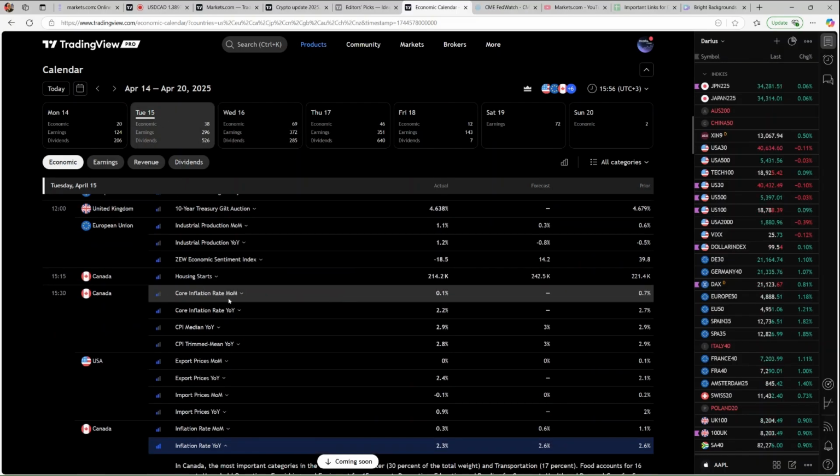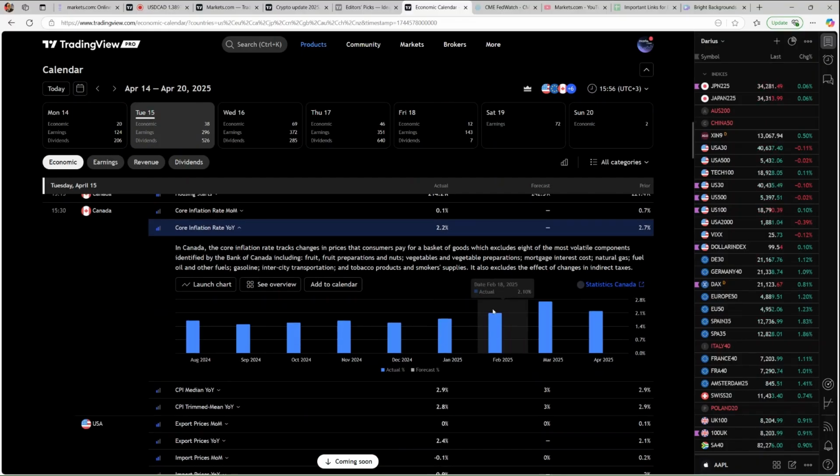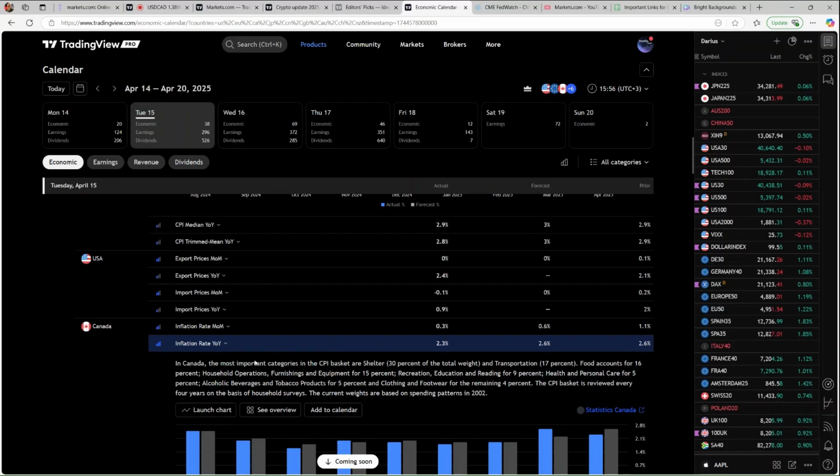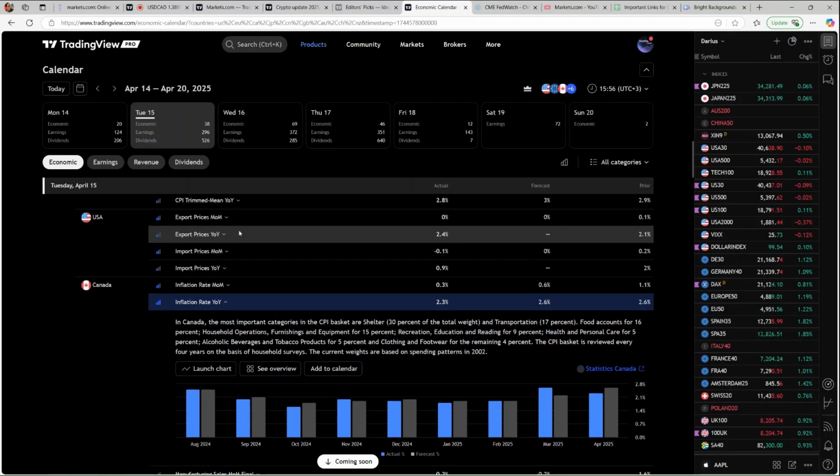But let's have a look at the core year-on-year graph here. It has just started ticking lower, so I think they will take a little bit of a wait and see approach. The previous number came out at 2.6. It's been on a bit of a roller coaster ride, I would say. So that's why I think the BOC will most likely stick with its 2.75% territory.